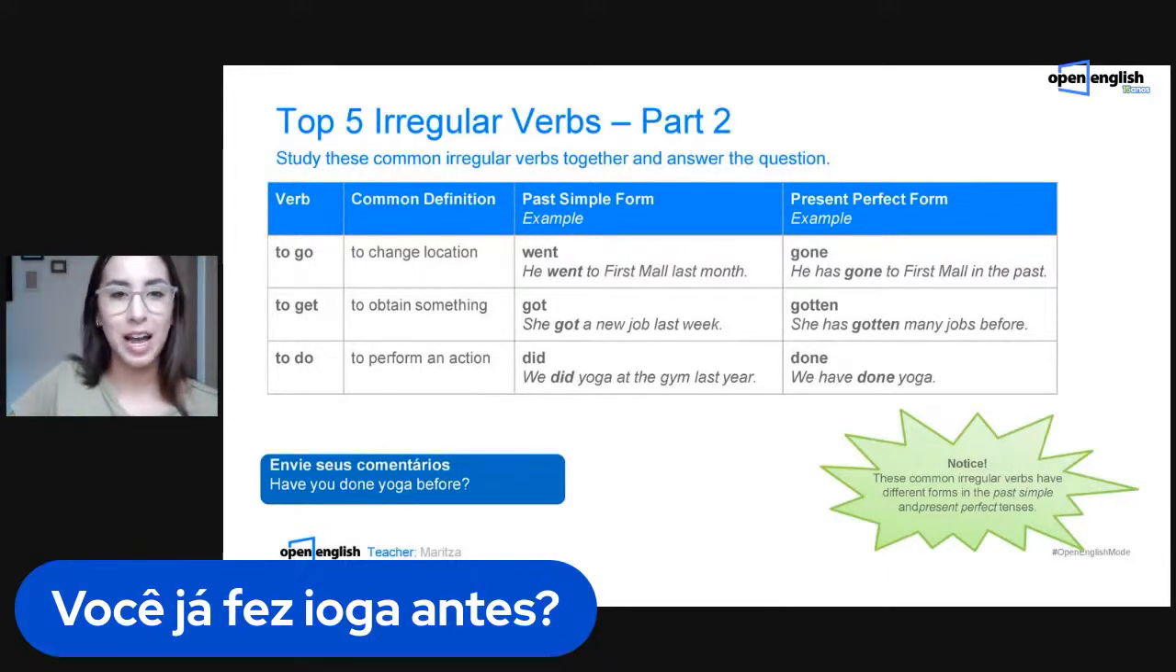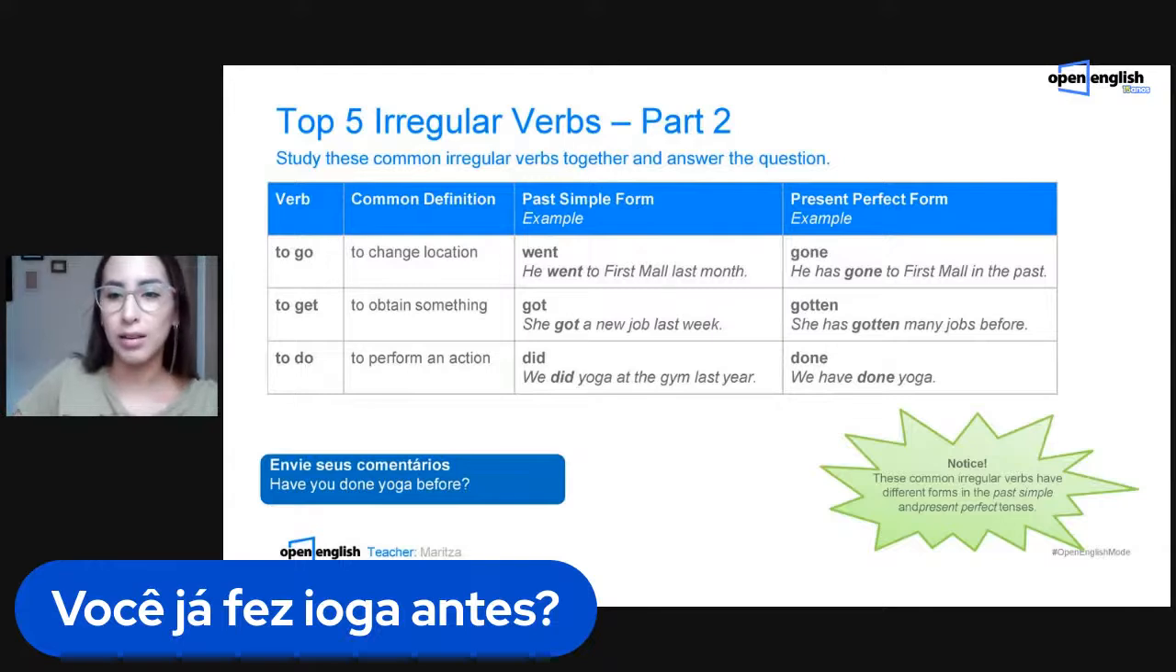So let me know here in the comments. Have you done yoga before? I've got my little translation here on the screen, so hopefully that helps. Send your comments. Have you done yoga before? Let me know here. All right, before we move on to our last exercise where we will look at all of these together and practice a little more.